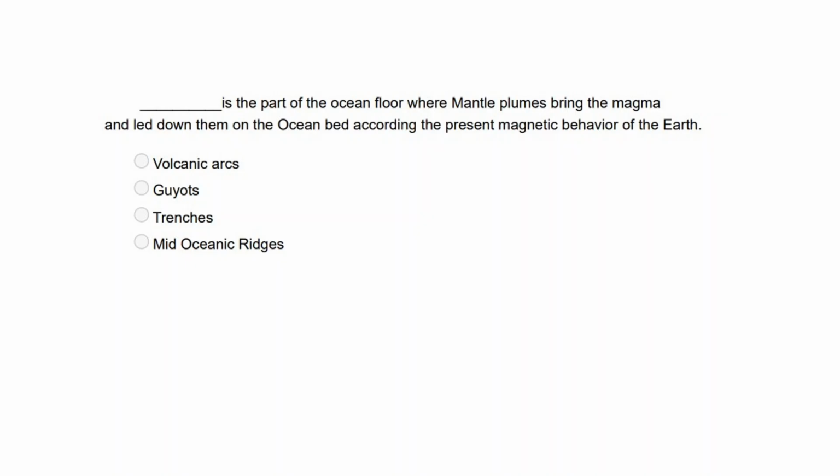So, dash is the part of the ocean floor where mantle plumes bring the magma and let it down on the ocean bed according to the present magnetic behavior of the earth. It's basically there is a part, yeah. So the answer is mid-oceanic ridges.